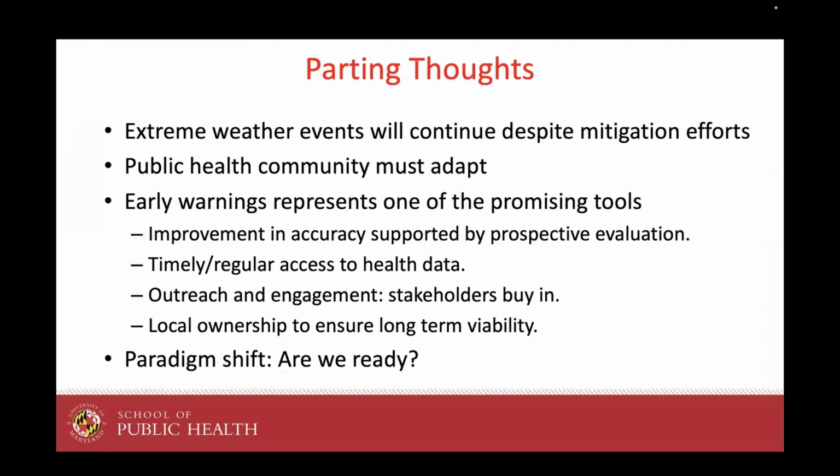I just want to talk a little about the take home points. Extreme weather events are becoming more common, more frequent, more intense, and longer lasting. And the most important thing is, despite our mitigation efforts, they will continue. So we must, as a public health community, learn to adapt, because it is killing people and making people sick right now. One thing we are proposing for how to adapt is early warning.